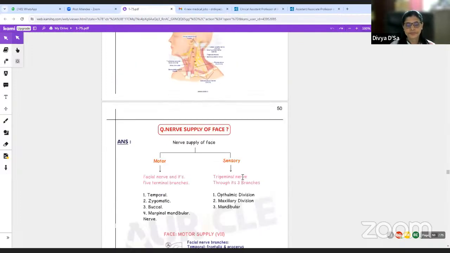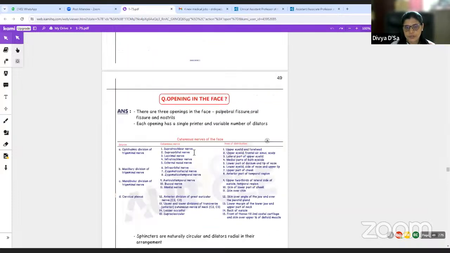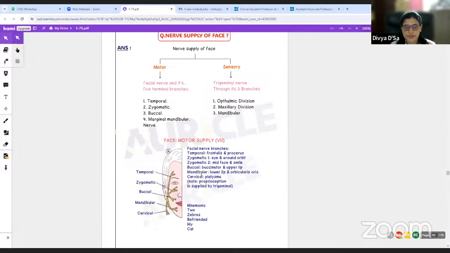Okay. So nerve supply of the face, we have the motor and the sensory. So sensory we already saw. This was the cutaneous innervation of the face. Motor nerve is mainly by the facial nerve. Facial nerve gives 5 terminal branches: temporal, zygomatic, buccal, marginal mandibular, and cervical. Cervical is not shown here, but cervical will also be there. So temporal, zygomatic, buccal, mandibular, and cervical.